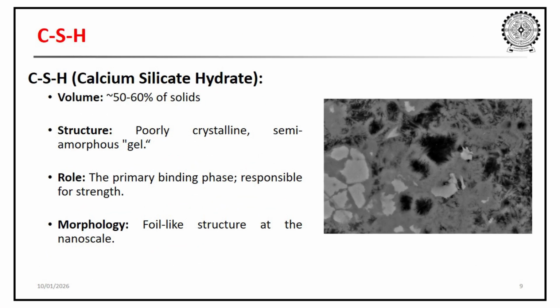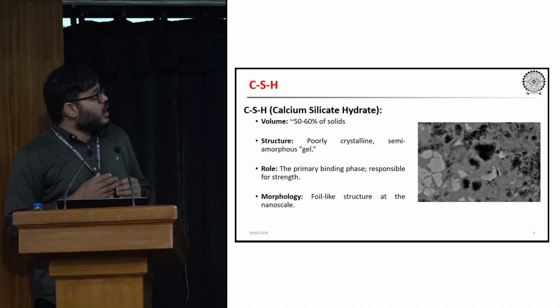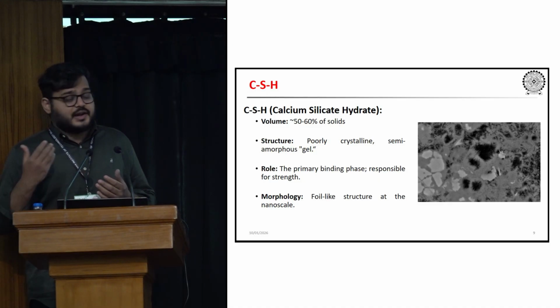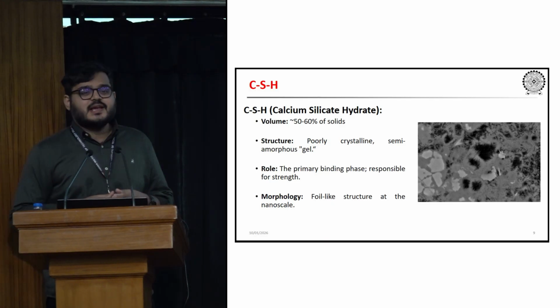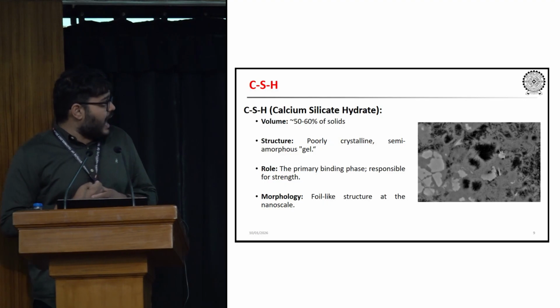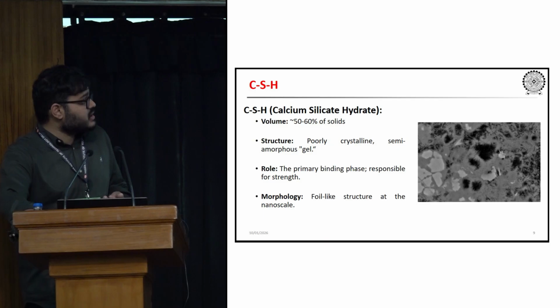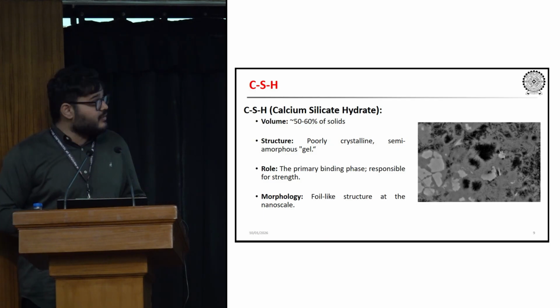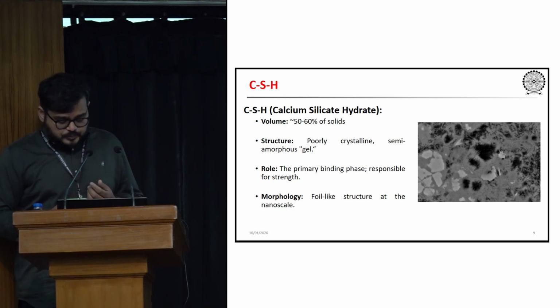The other important consideration is that the CSH gel, the main hydration product or the main binder of your Portland cement reaction, accounts for approximately 50 to 60% of the volume of the solids present in a hydrated cement system. So the structure is a very poorly crystalline material or a semi-amorphous gel, right? It has gel-like properties, and its role in the hydrated cement system is that it is the primary binding phase, mainly responsible for giving strength to the cement system, and it has a foil-like morphology at a nanoscale.